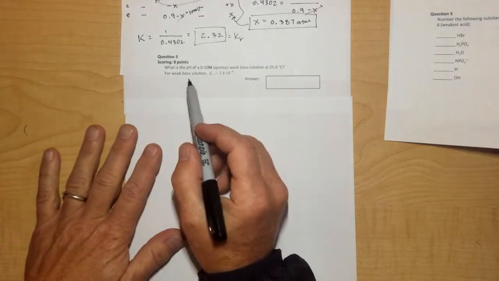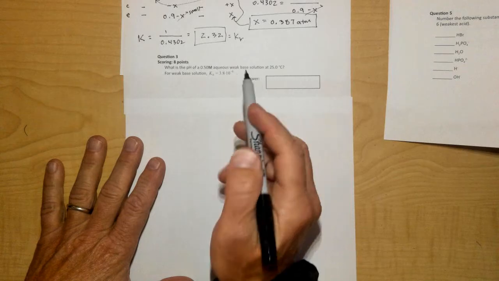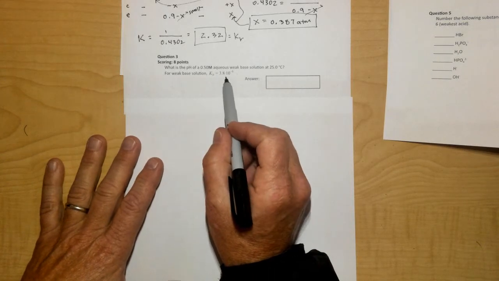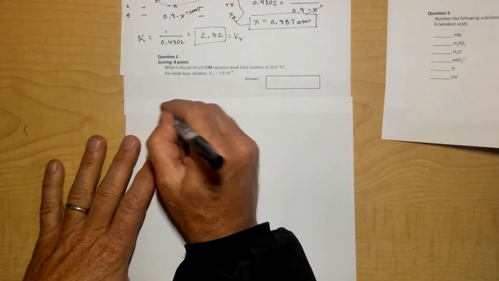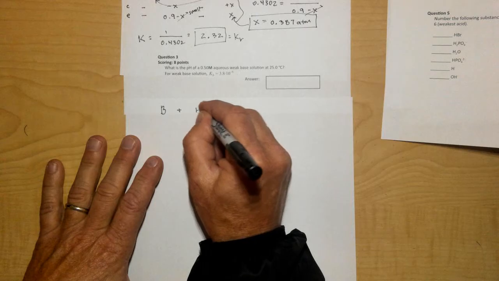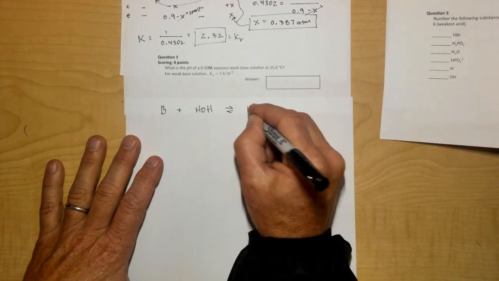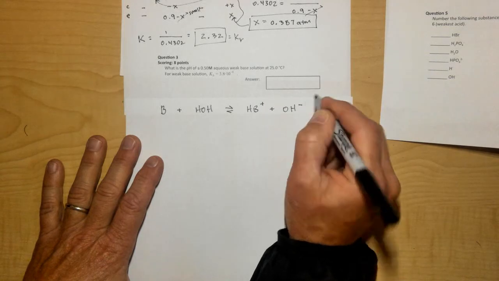Alright, question 3 says, what is the pH of a 0.5 molar aqueous base solution at 25 degrees Celsius? And then for the weak base solution, it gives us the Kb. So we can make up an equation here, and we can say weak base is going to react with water, and then bases are proton acceptors, so we're going to end up with HB+ over here, and we're going to end up with some OH minus.